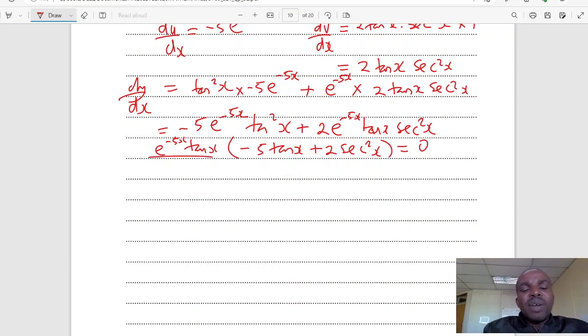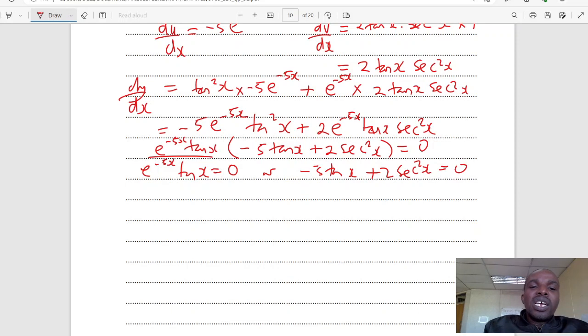Then I can divide both sides by this factor. Well, this one can also have a solution, right? Because if it's tan, basically you don't have to divide, if it's a trig. So this part is equal to 0, or minus 5 tan x plus 2 sec squared x is equal to 0. Then I can get tan x is equal to 0, or then I can say here sec squared x.